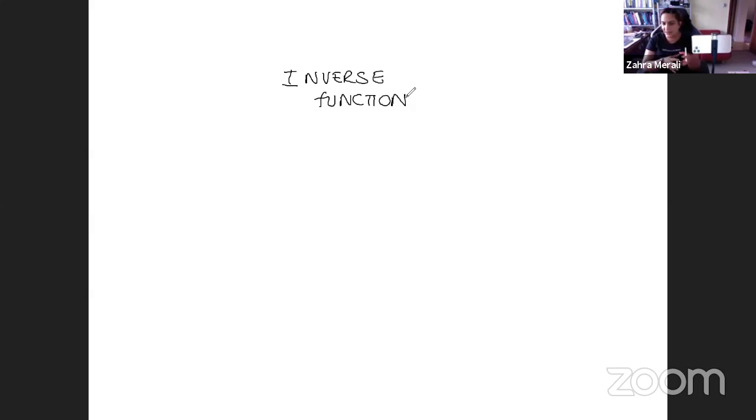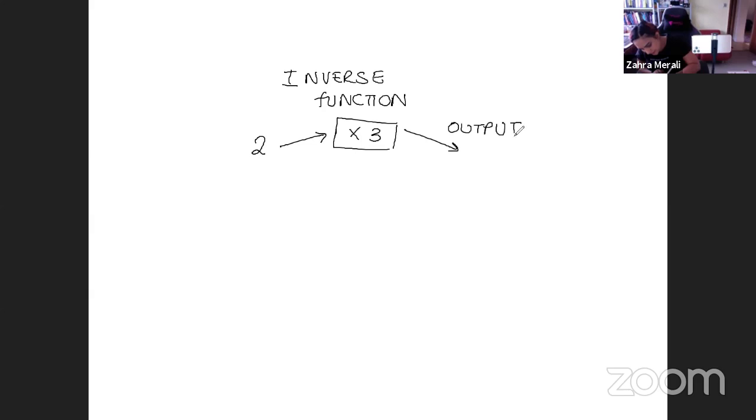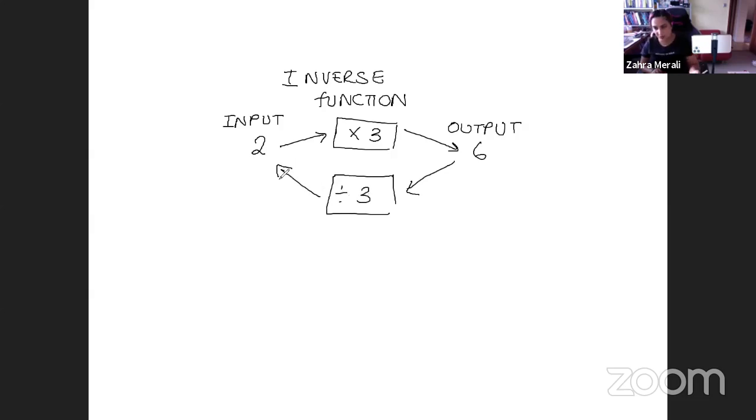So an inverse function is you're putting something in. So say I put 2 in, and I don't know, my function was to times it by 3, my output would be 6. So that's my input. Now, if I was to go backwards, I'd be doing the opposite. I would be dividing by 3, and I would get 2.